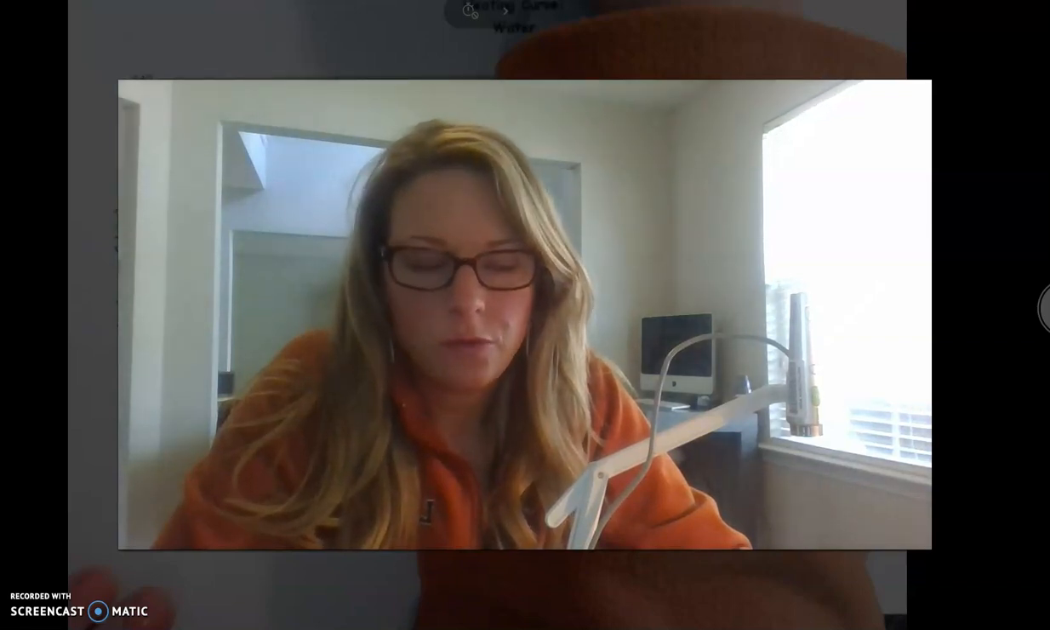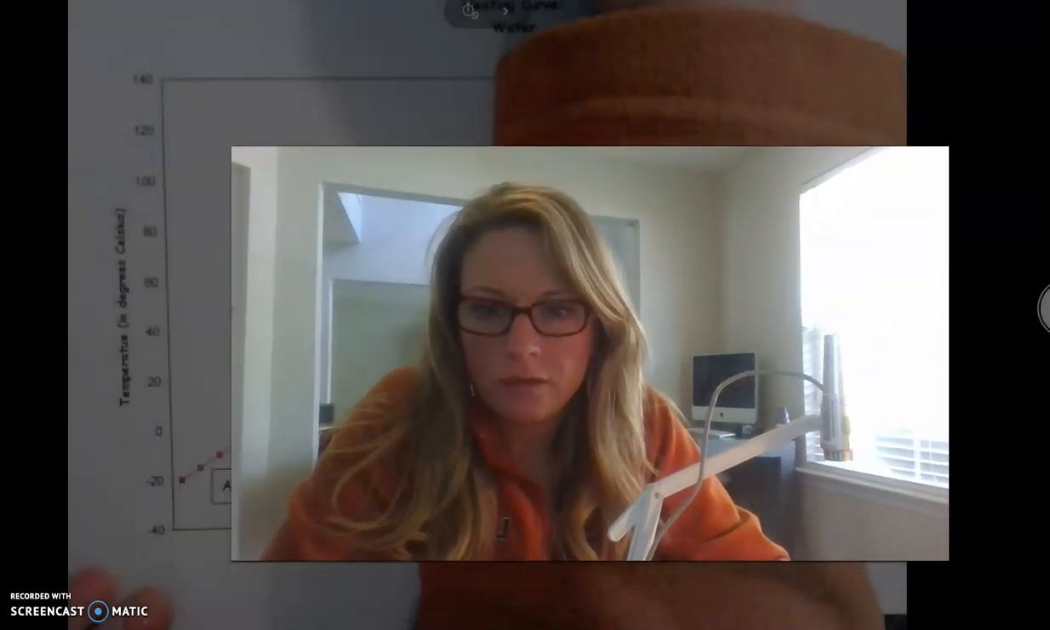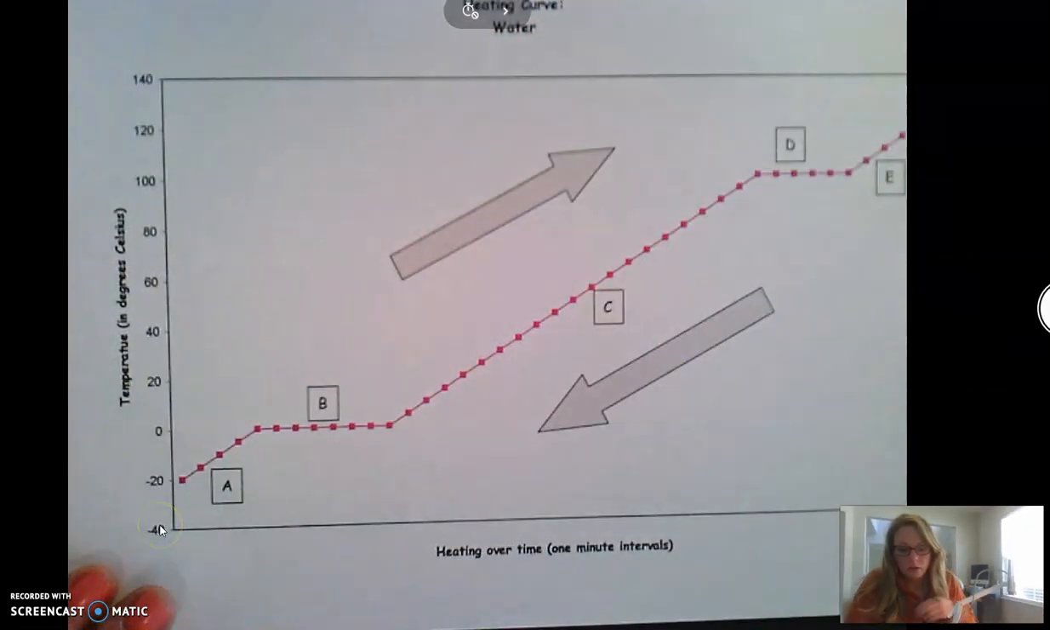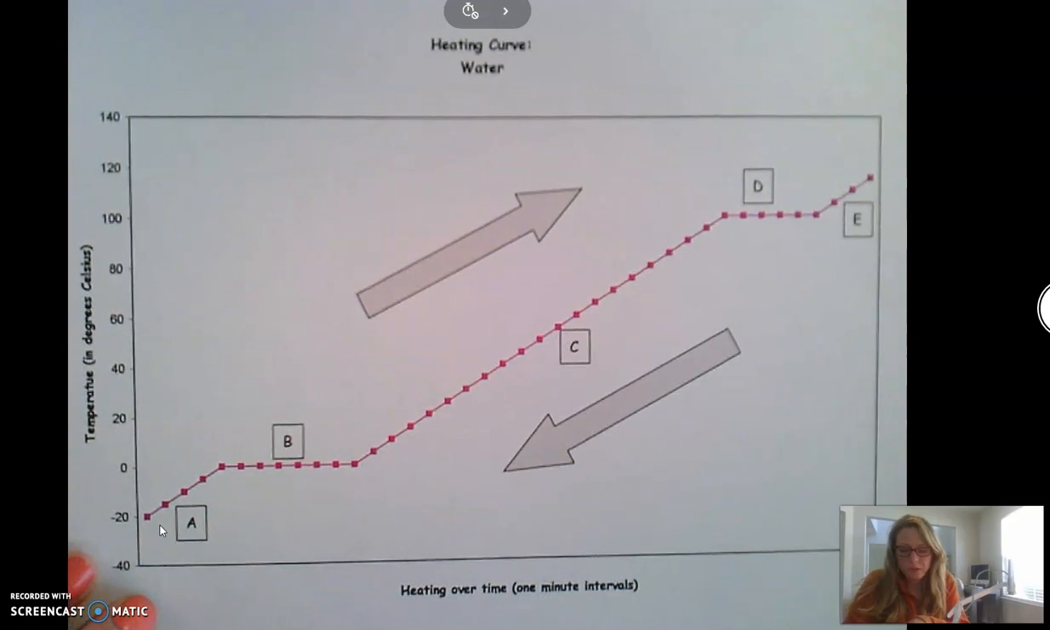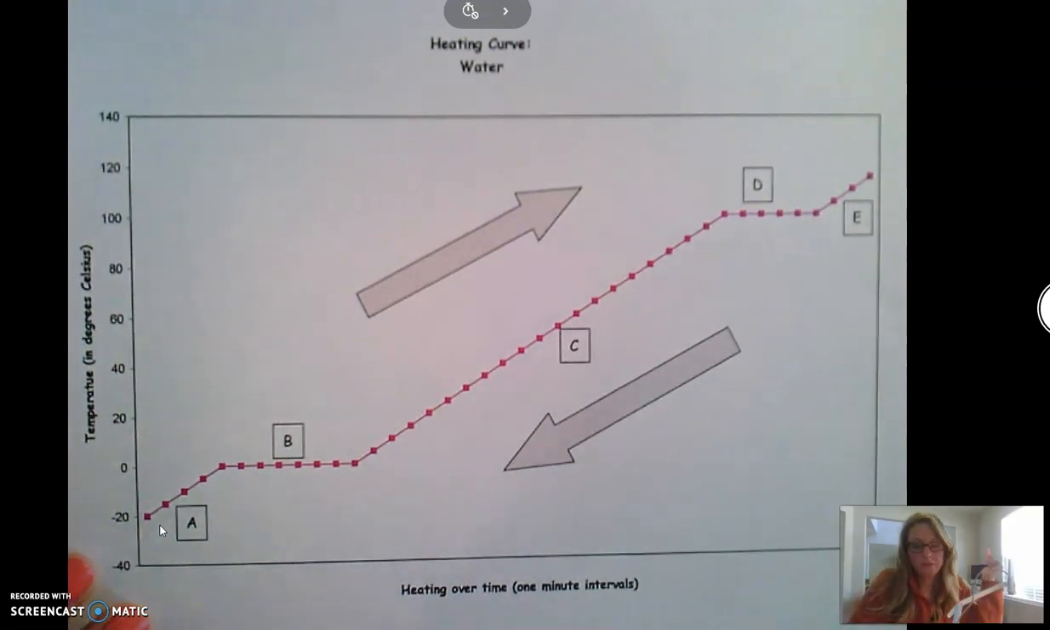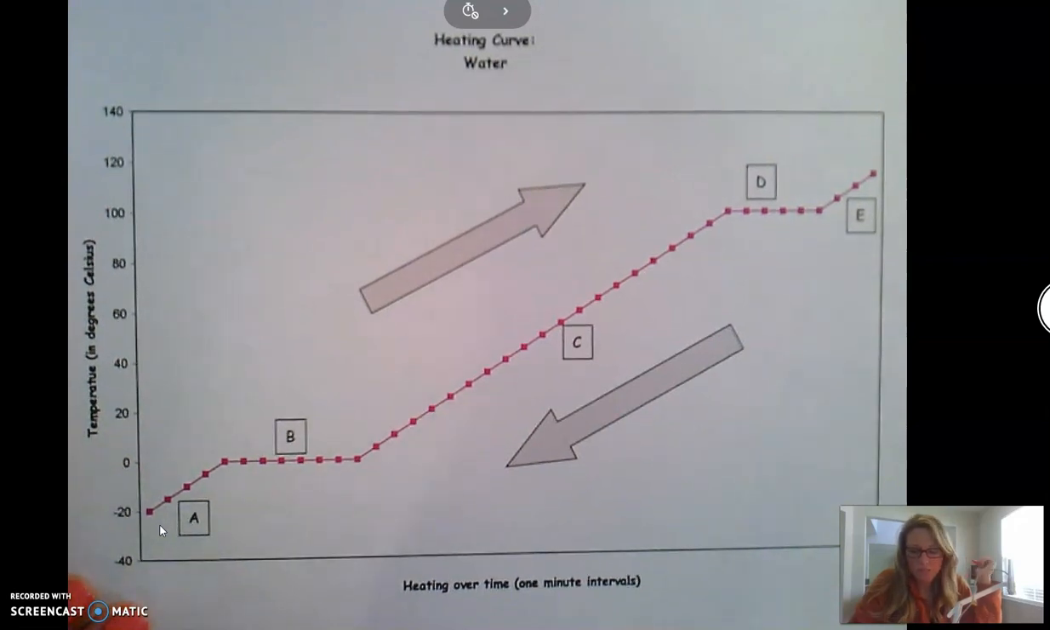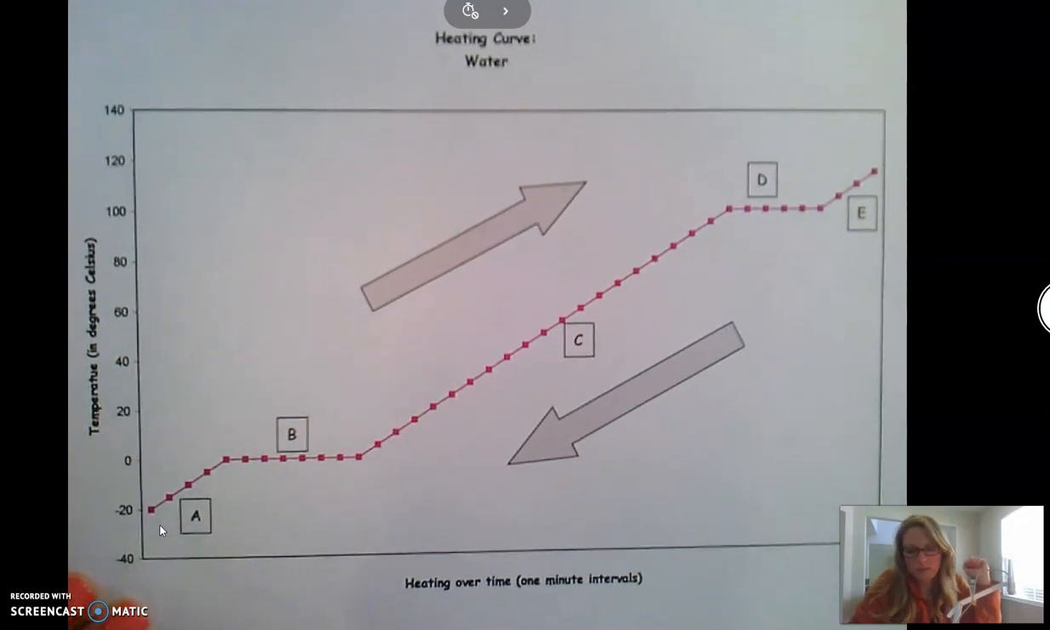Hey guys, we're going to make a short little video here to look at heating curves of water. So let me put the screen down there for a second. All right, this is the diagram that's uploaded for heating curves, and this one is particularly water. If you have this and it's printed, that's awesome. If you can't print it, that's fine.